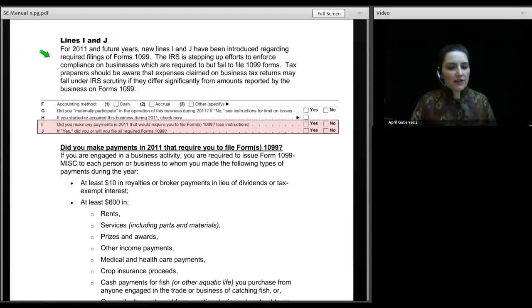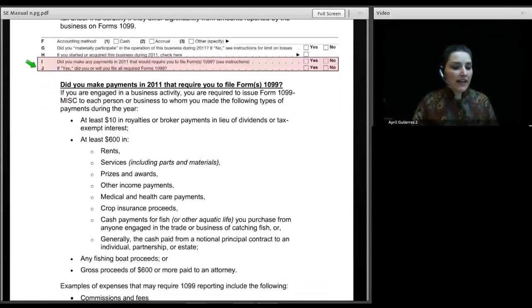This is because the IRS is stepping up efforts to enforce compliance on businesses that are required to but fail to file the forms. And I would say the majority of small business owners out there who historically have been required to file these forms have not been filing them. And the IRS is saying now it's time to start filing them, and we're going to make it really stand out by asking you the question on the form, are you required to file, yes or no?